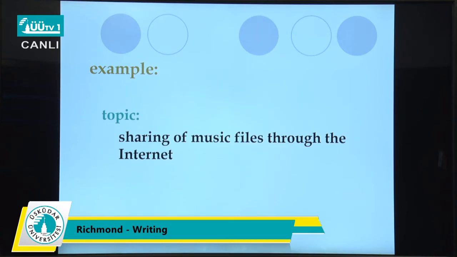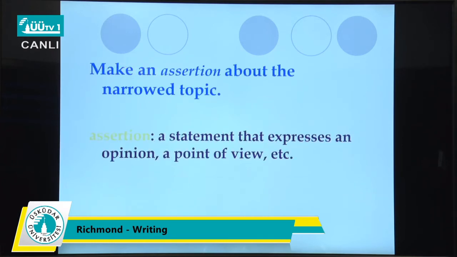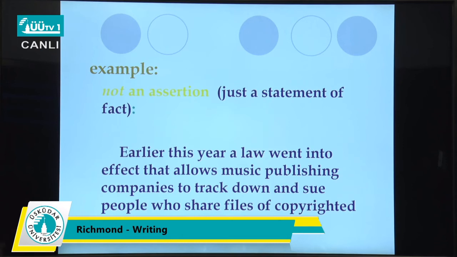Now let's look at an example. Our example topic is sharing of music files through the internet. We should make an assertion about the narrow topic. For example, a statement that expresses an opinion, a point of view, is called assertion. Like, for example, your argument. Not an assertion means just a statement of fact.